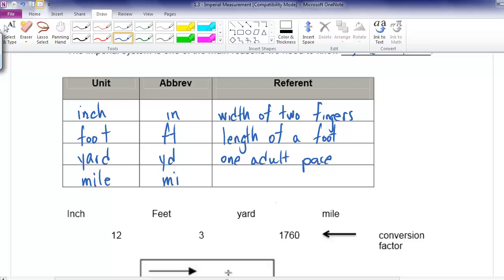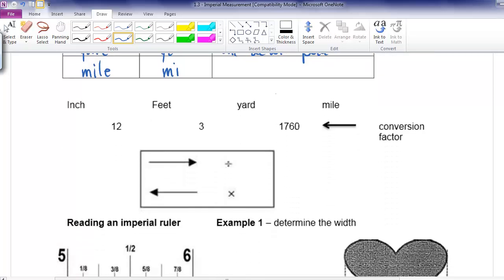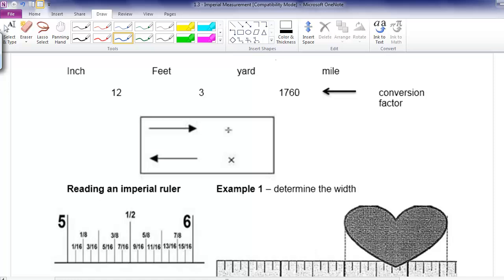And that one's kind of a tough one to think about. You could say about 4 laps around a track, or I like horse racing and 1 lap around a horse track. Here are the conversion factors, which are not nearly as nice as the metric system. There are 12 inches in a foot, 3 feet in a yard, and 1,760 yards in a mile. But the basic idea is the same. When you're going to the right, you're going to be dividing by these, and when you're going to the left, you're going to be multiplying by these.